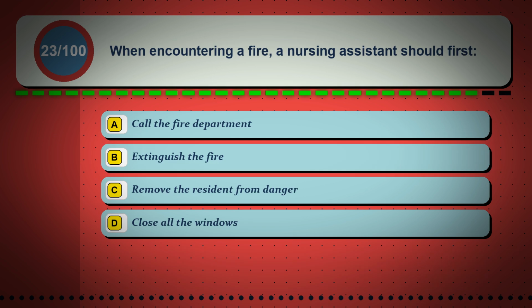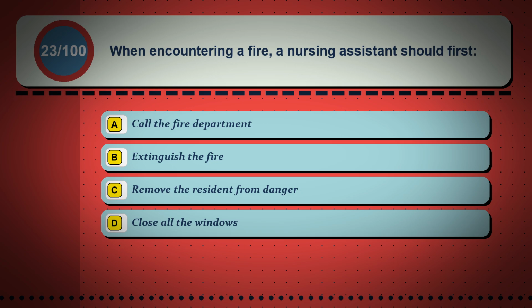Question 23. When encountering a fire, a nursing assistant should first. Option A, call the fire department. Option B, extinguish the fire. Option C, remove the resident from danger. Option D, close all the windows.